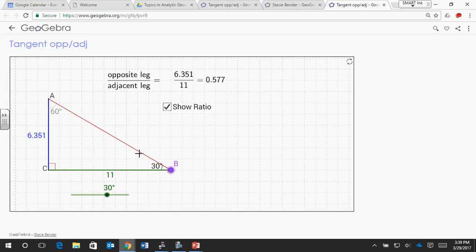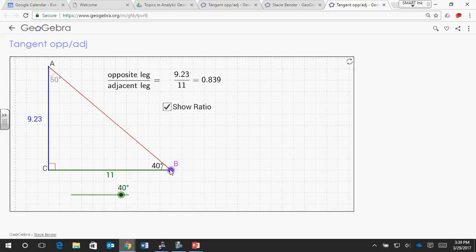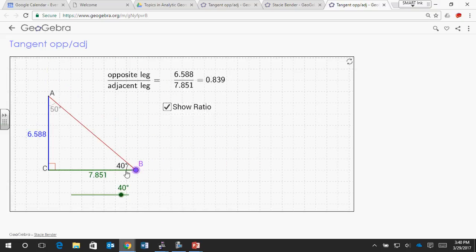That's because all of these triangles are similar. We're just changing the scale factor when we reduce it or enlarge it, but it will still have that same ratio when it's all said and done. If we change the angle measure to be a 40-degree angle, for example, and look at the ratio of the opposite divided by the adjacent, it does not matter how big or how small that triangle becomes. If the angle stays the same, that opposite over adjacent is always the same number. And in this case, we've rounded it to 0.839.